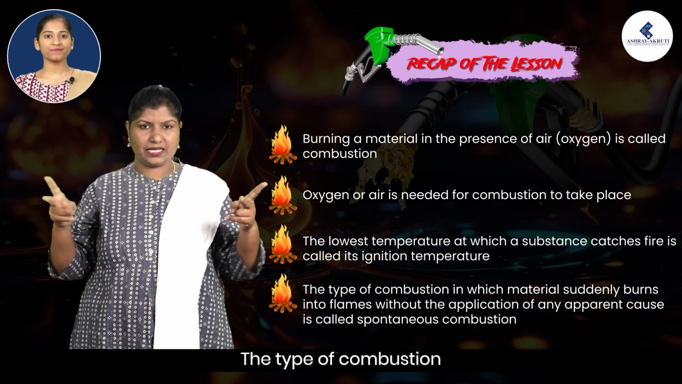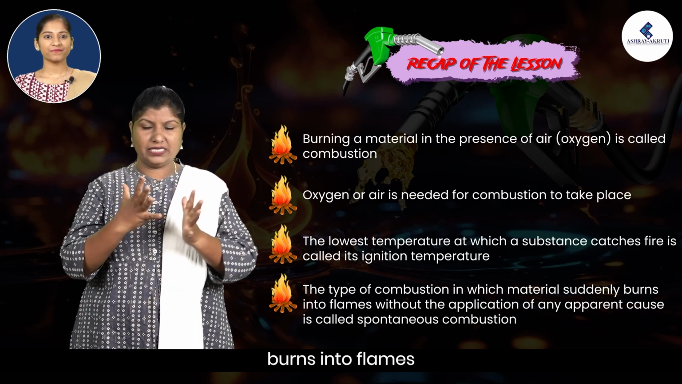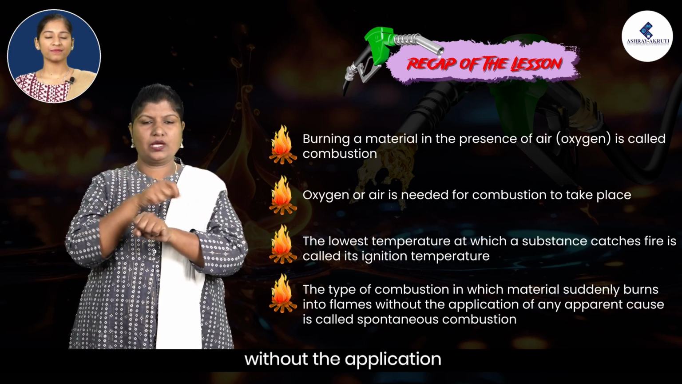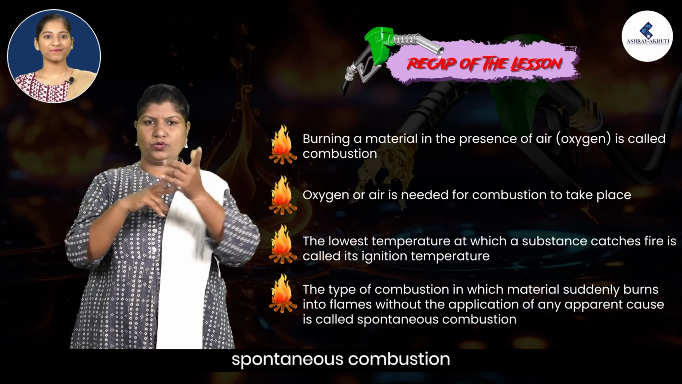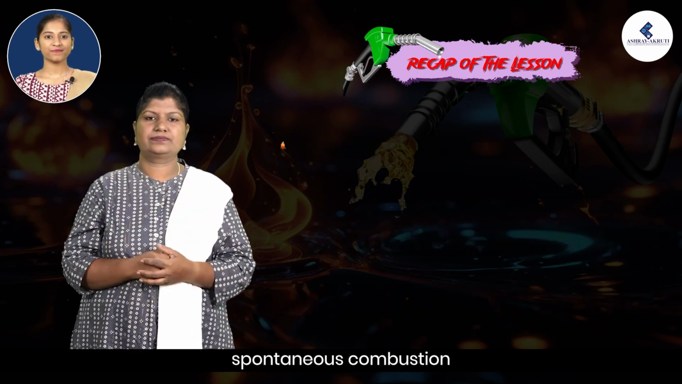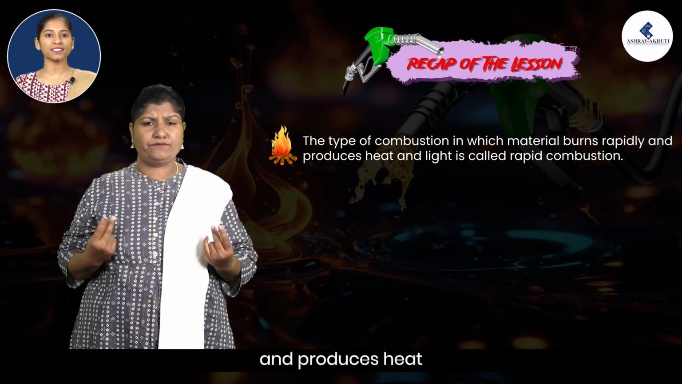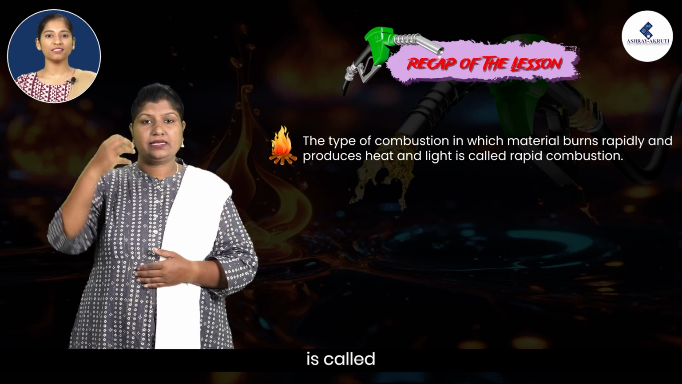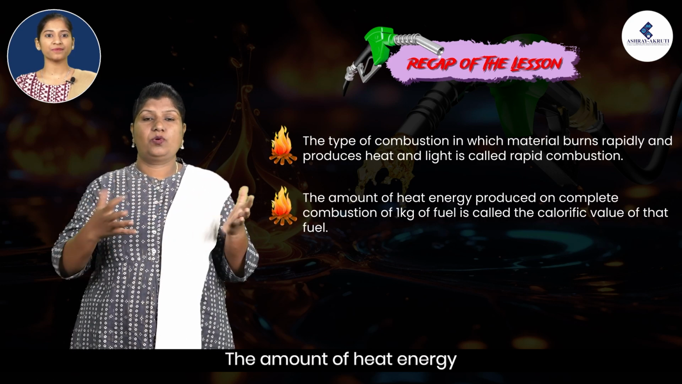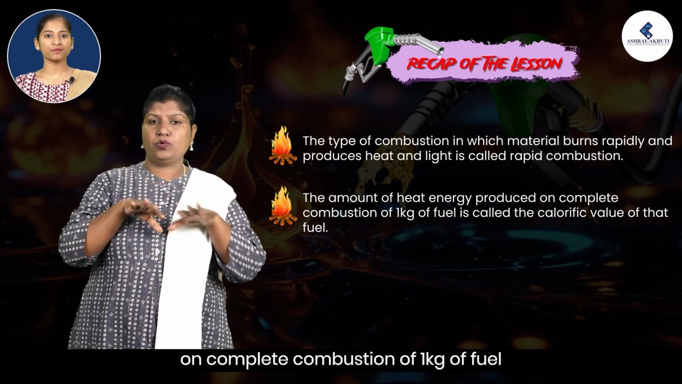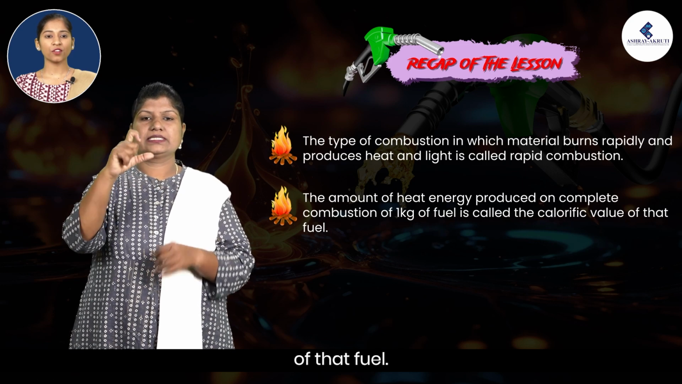The type of combustion in which material suddenly burns into flames without the application of any apparent cause is called spontaneous combustion. The type of combustion in which material burns rapidly and produces heat and light is called rapid combustion. The amount of heat energy produced on complete combustion of 1 kg of fuel is called the calorific value of that fuel.